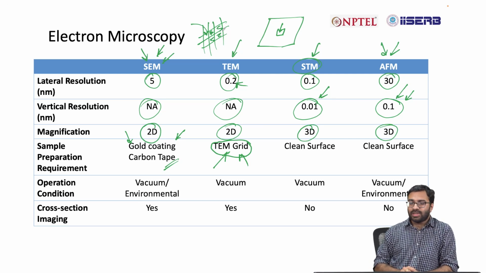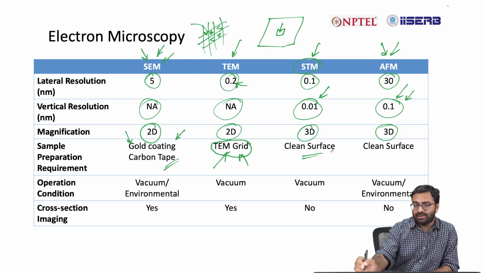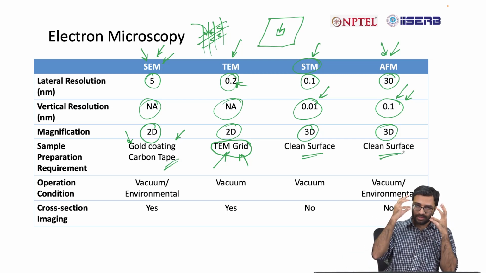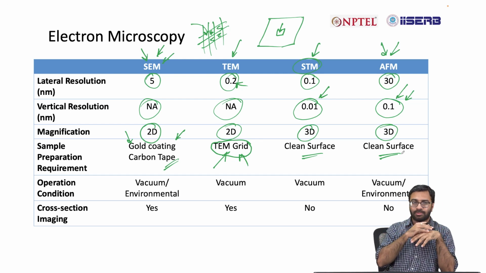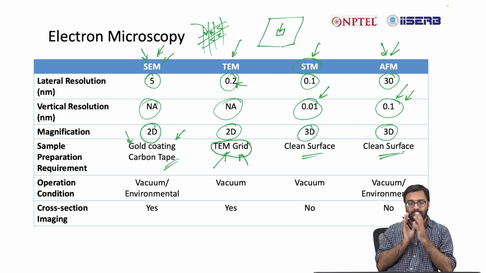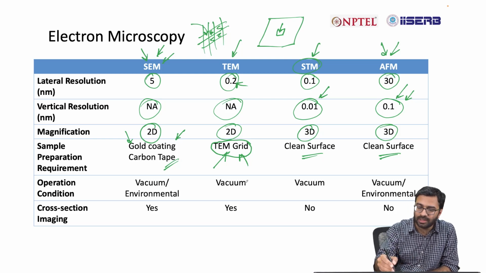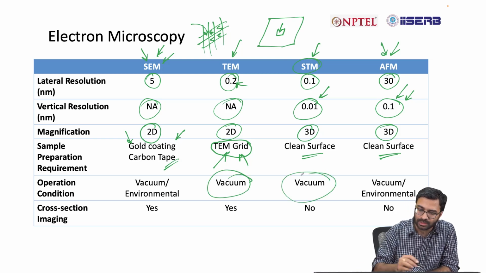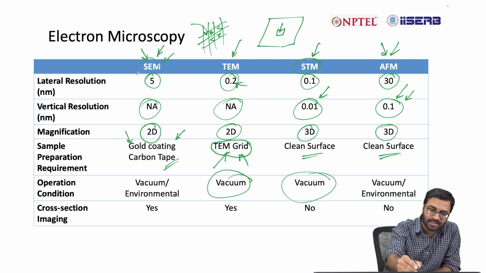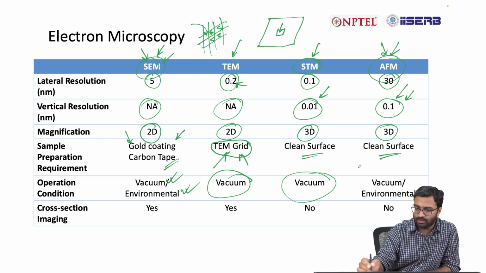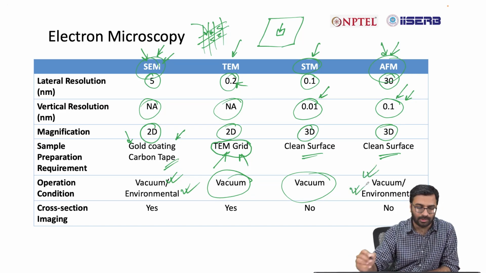And in case of STM and AFM, you just need a clean surface, so that there are no big particles on top of your substrate which can actually destroy the tip. So you need a clean surface. When you prepare the sample, you make sure the sample is clean. As far as the operation condition is concerned, in case of TEM and STM, it's a vacuum process. However, in case of ACM and AFM, this can be vacuum or environmental. So both the options are available.